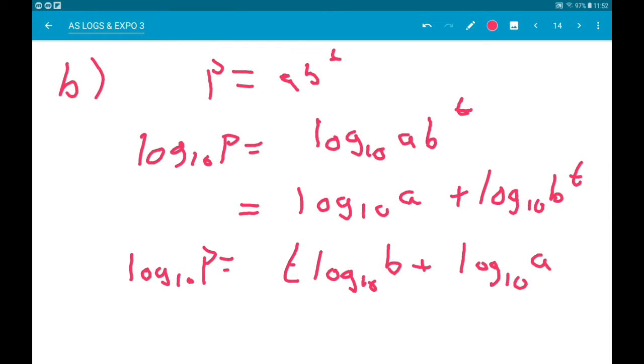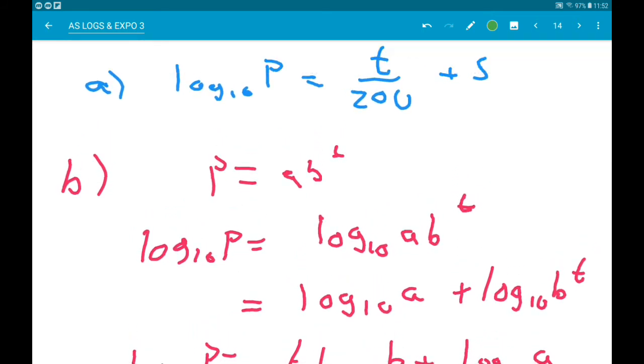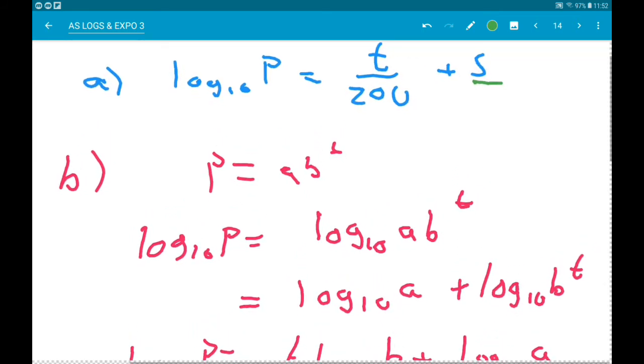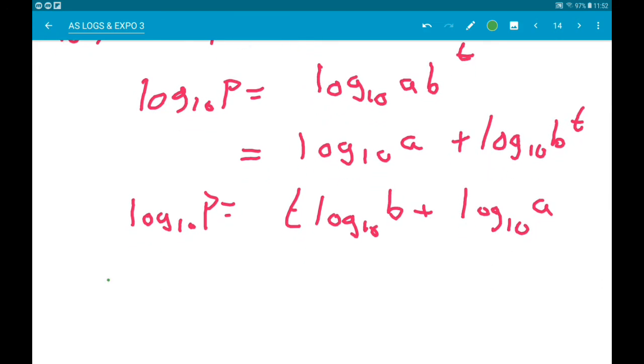Okay, so log 10 a is the constant at the end, so log 10 a is equal to 5. Now that's saying 10 to the power of 5 is equal to a. So a is 10 to the 5, which is 100,000.